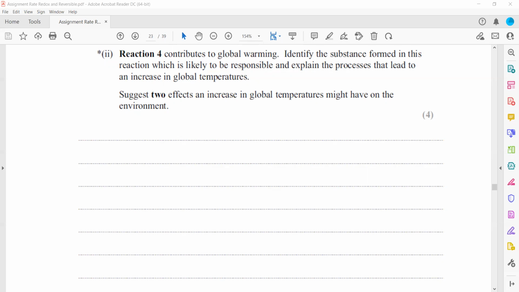So what will be the effect? The average temperature will increase, and that will lead to the melting of the ice at the polar caps and lead to a rise in sea level.